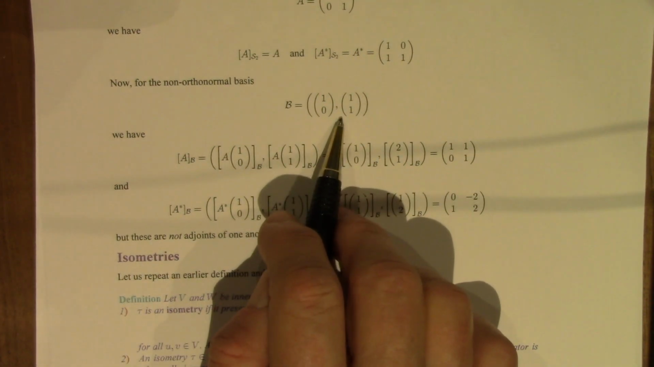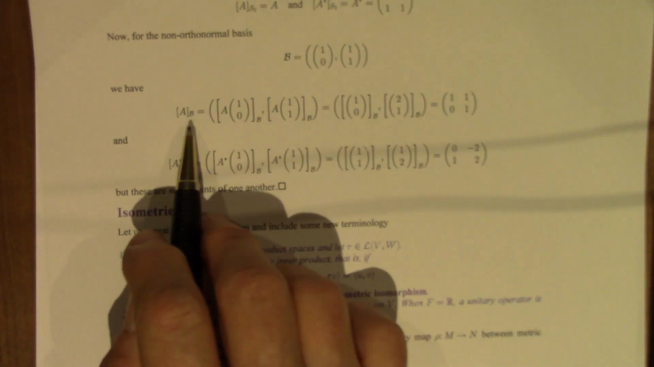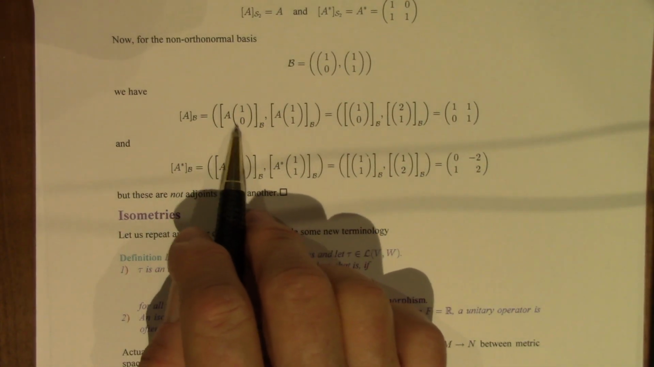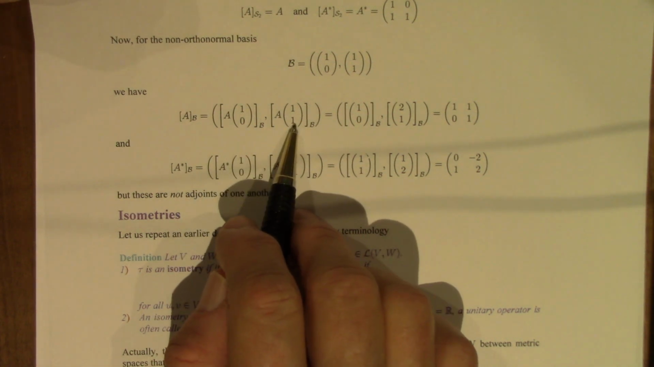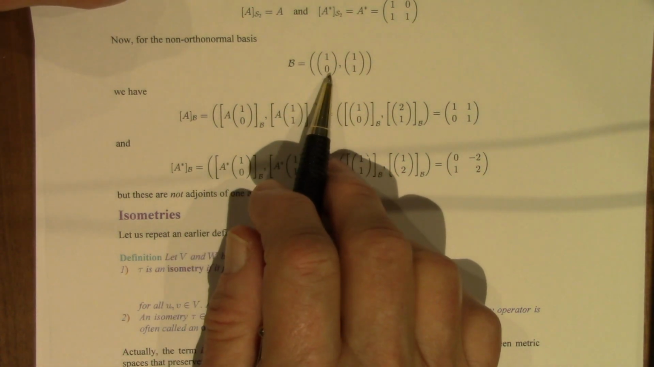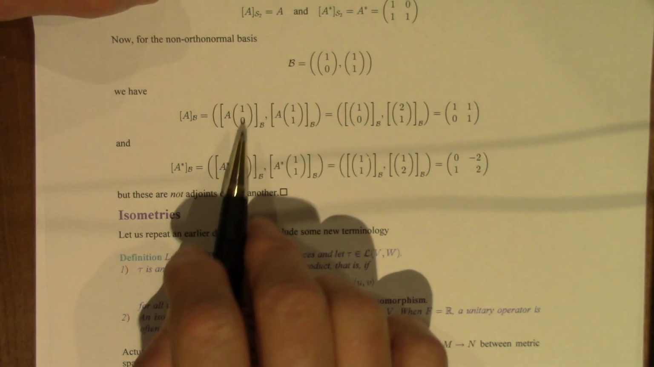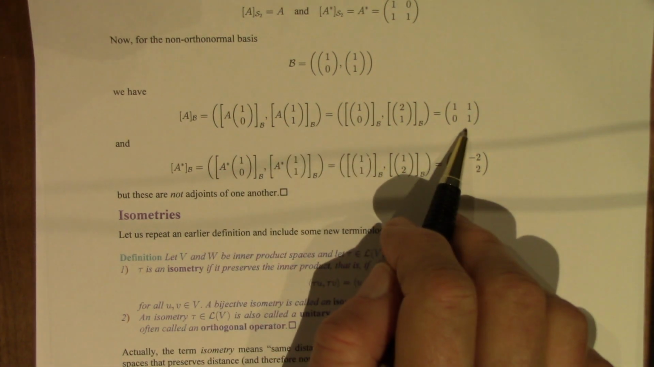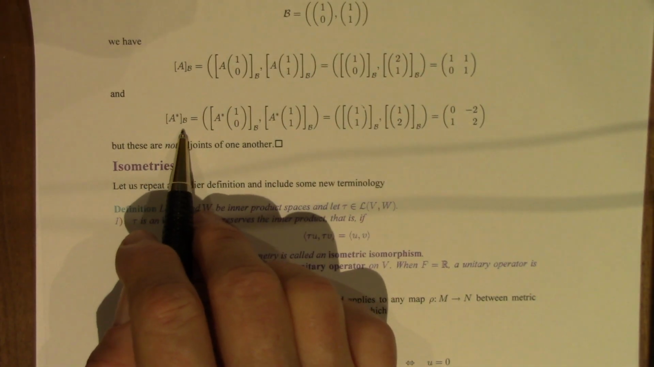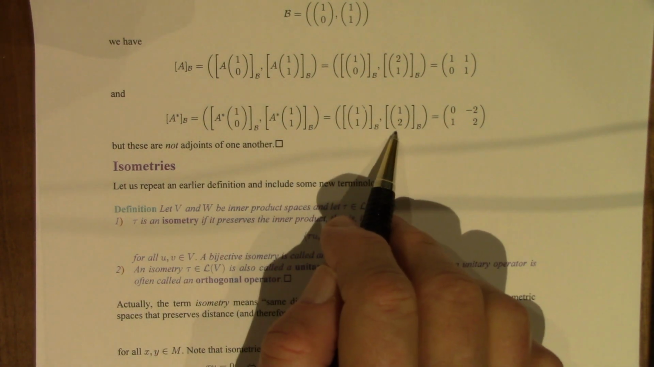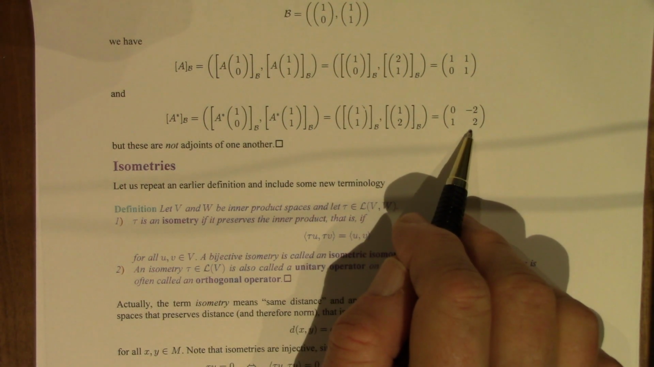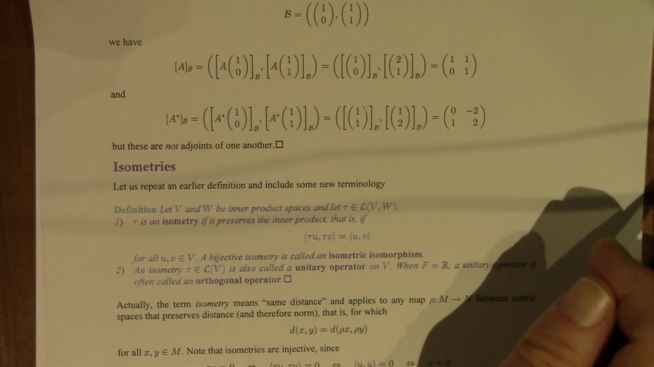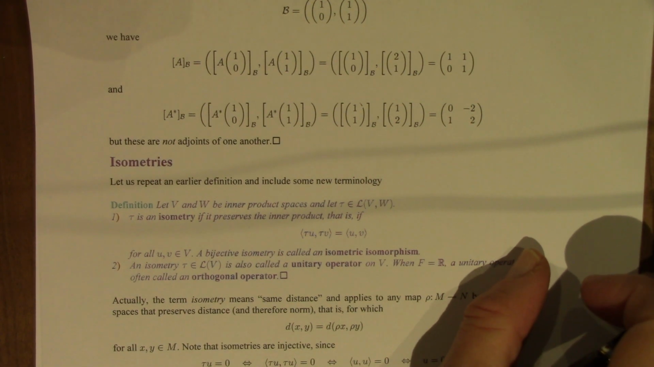Let's try a non-orthonormal basis. The matrix representation of A: you apply A to the basis vector B. This is both the old and the new now. And then you take its coordinates with respect to B, get this matrix. A star B, same type of computation, but you come out with a different matrix. So they're not adjoints of one another. Another reason why orthonormal bases are so important.